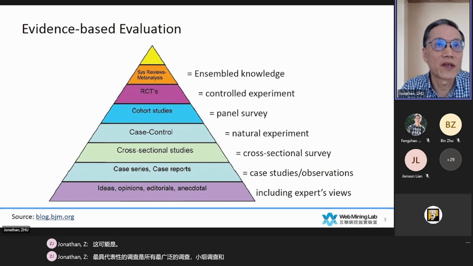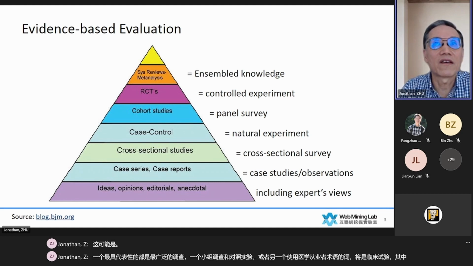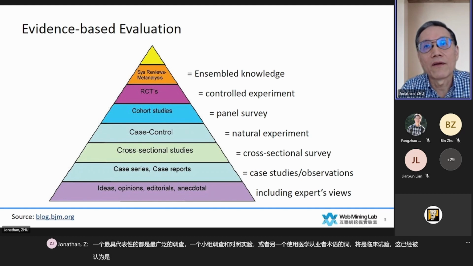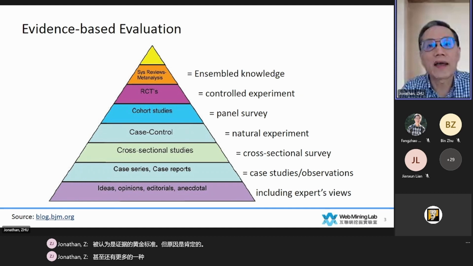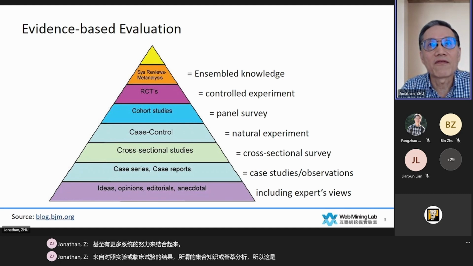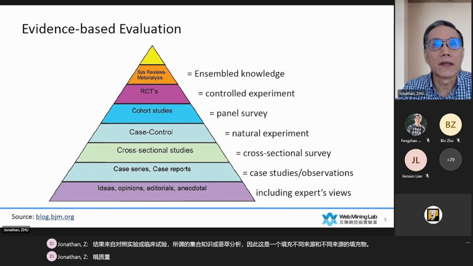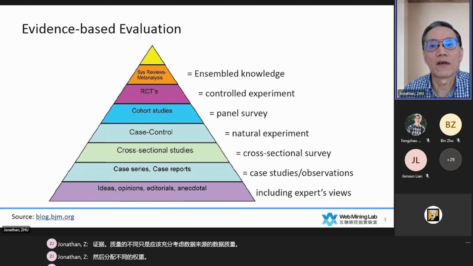And controlled experiment, or another word using the terminology of medical practitioners, clinical trial, has been considered the gold standard of evidence. But in recent years, there have been even more systematic efforts to combine results from controlled experiments or clinical trials, so-called ensemble knowledge or meta-analysis. And so this is a fairly extensive list of different sources and different quality of data, and evaluation based on different evidence of different quality should give full consideration to the sources of data, quality of data, and assign different weights to reach a final summary conclusion.